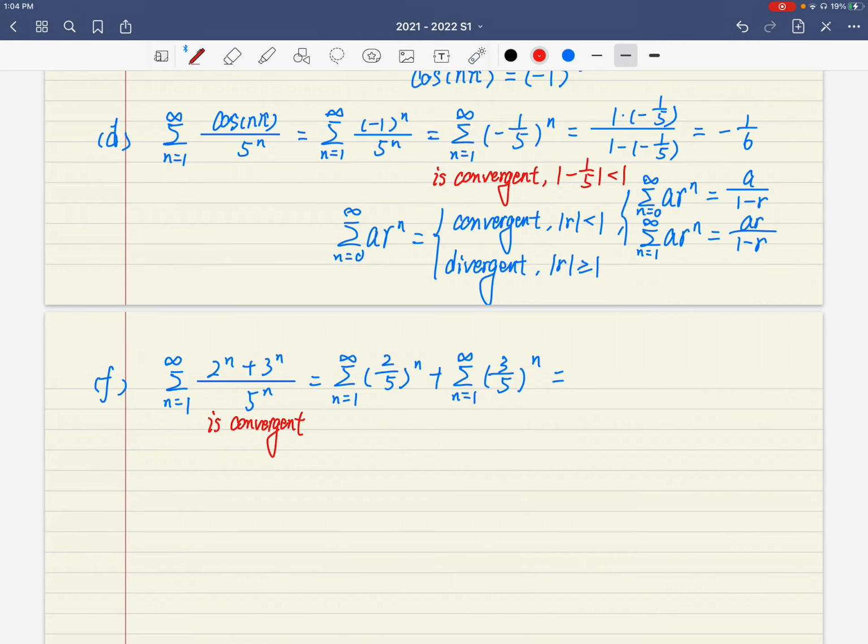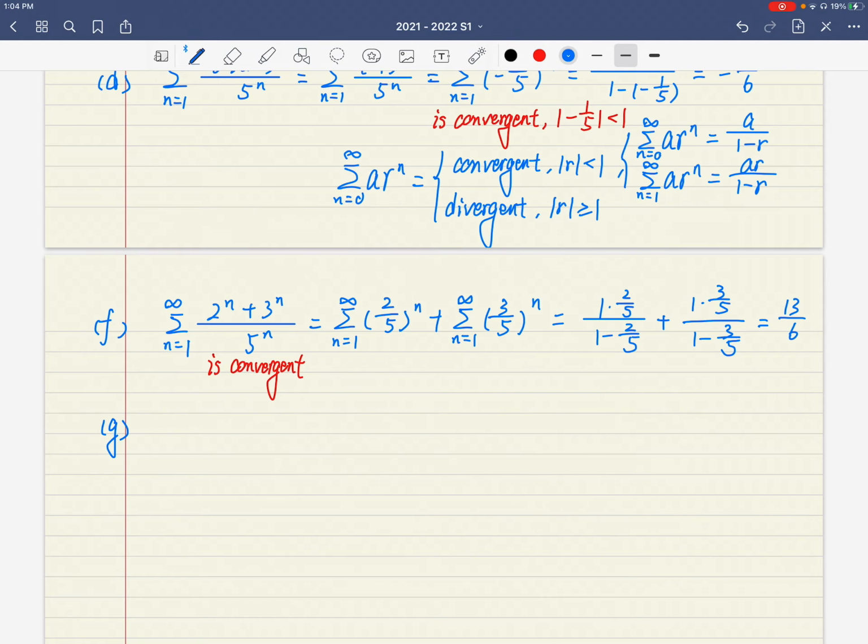Because both are geometric series and the absolute values of both ratios are smaller than 1, let's follow this formula to write down its sum. It's a, where a is 1, times r over 1 minus r. Just finish your calculation and you'll get the answer, which is 13/6.